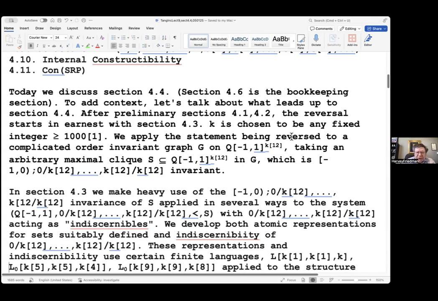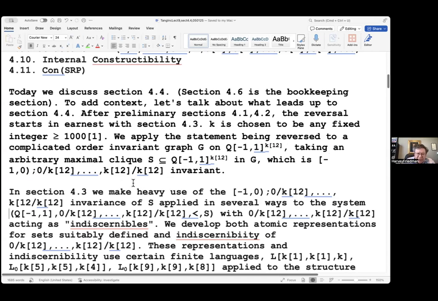So we apply the statement being reversed to a complicated order invariant graph G on q minus 1 k to the 12. K12 is 12 exponential twos with a k on top, taking an arbitrary maximal clique of the graph, and that is invariant. Okay.